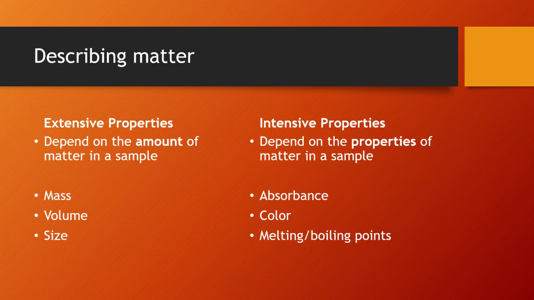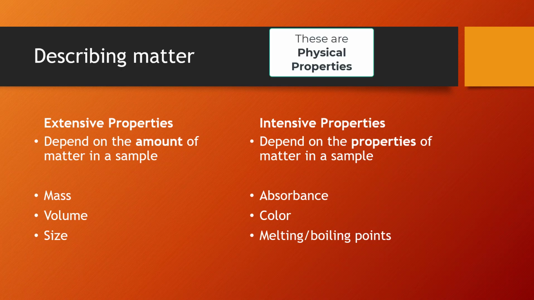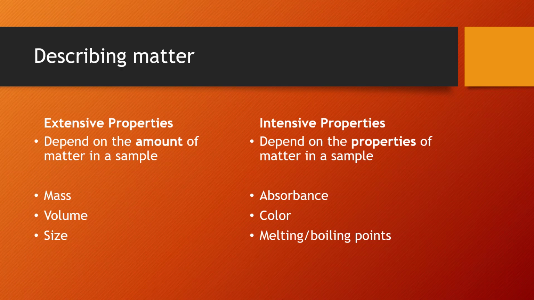In order to describe matter, we can use two different sets of properties. First off are extensive properties. This depends on the amount of matter in a sample. So the mass of a bar of steel depends on the size of the bar of steel, or basically how much steel is in the bar of steel. This is true as well of the volume and the size of the bar of steel. They depend on how much matter there is.